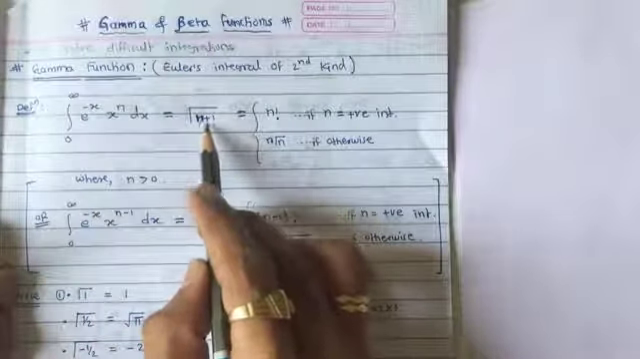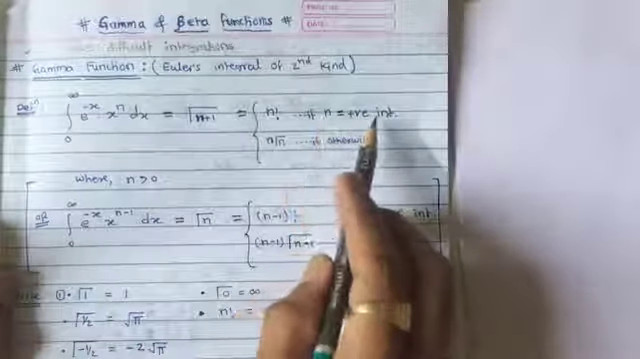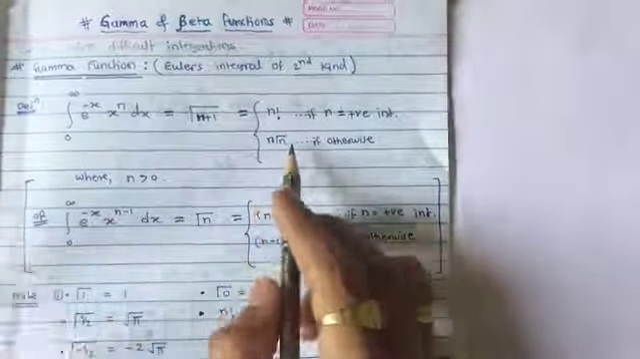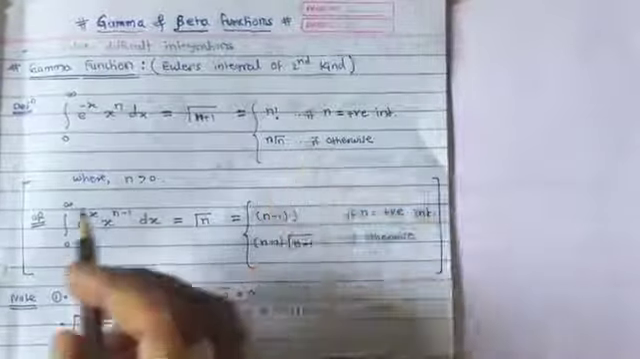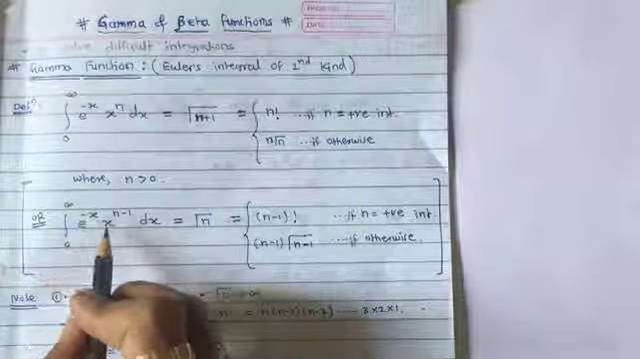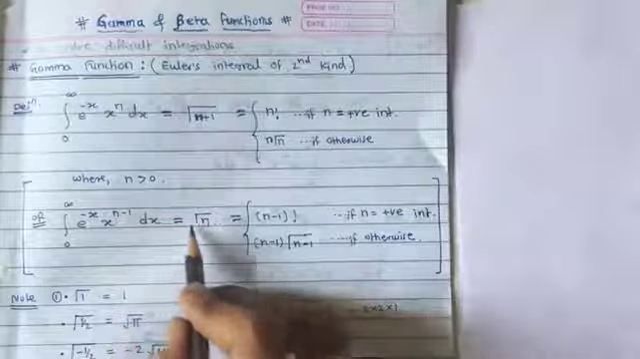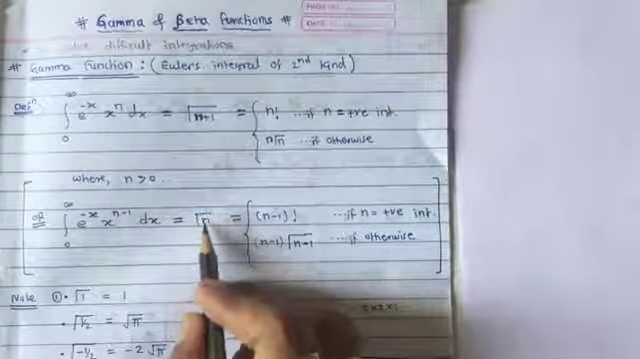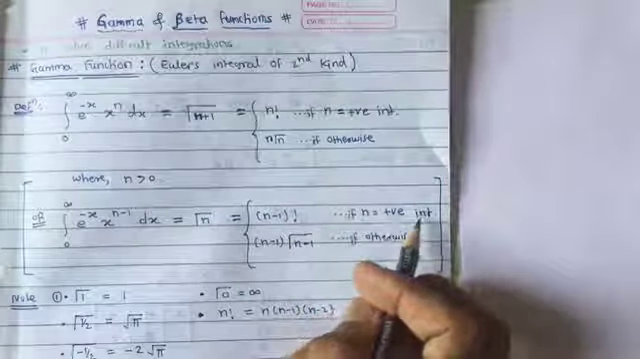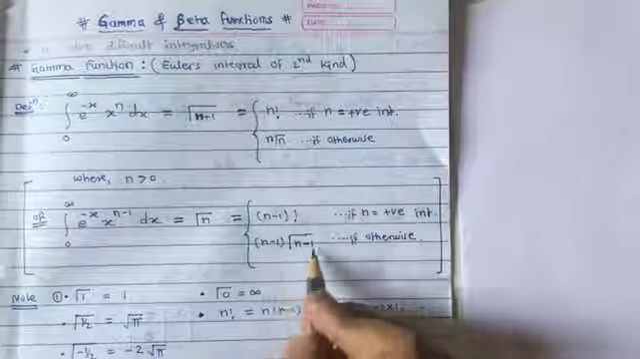Then how to simplify this gamma of n plus 1? Here use n factorial if n is a positive integer, and otherwise use n into gamma of n. Second way, it is also written as the integral from 0 to infinity of e raised to minus x into x raised to n minus 1 dx, which is equal to gamma of n. How to simplify this gamma of n? That equals n minus 1 factorial if n is a positive integer, and otherwise use n minus 1 into gamma of n minus 1.